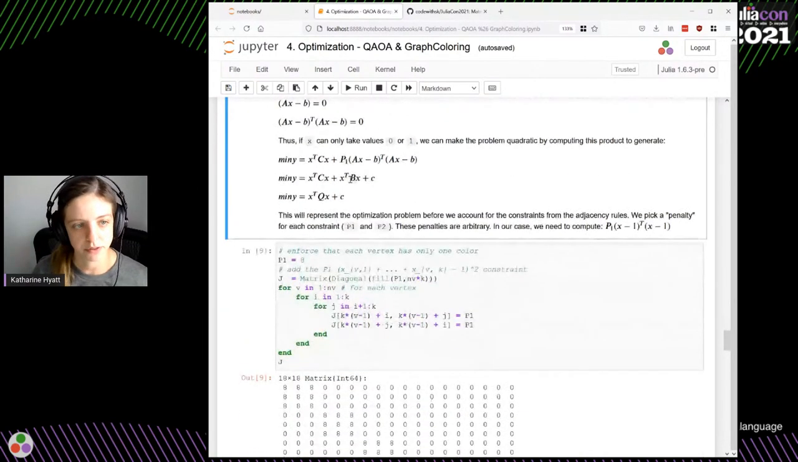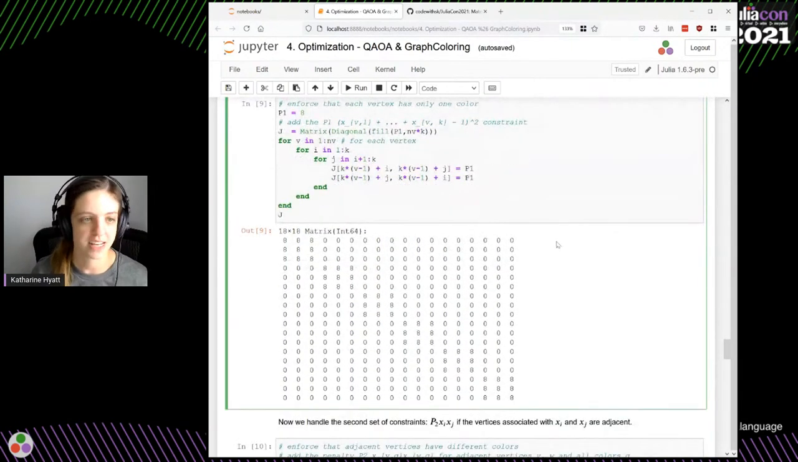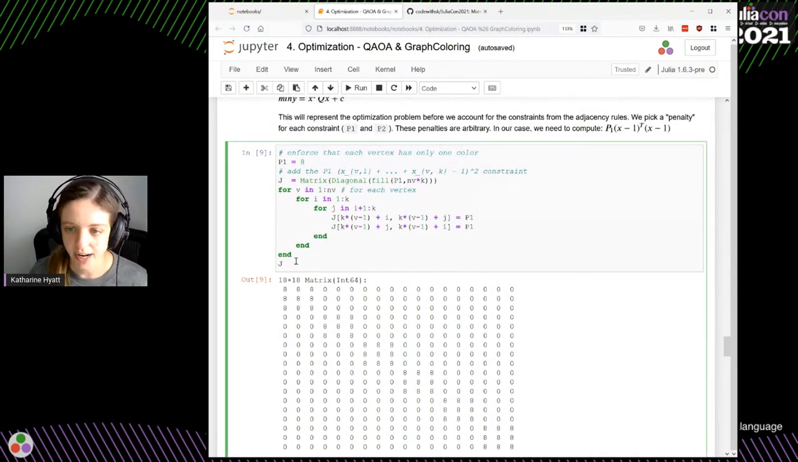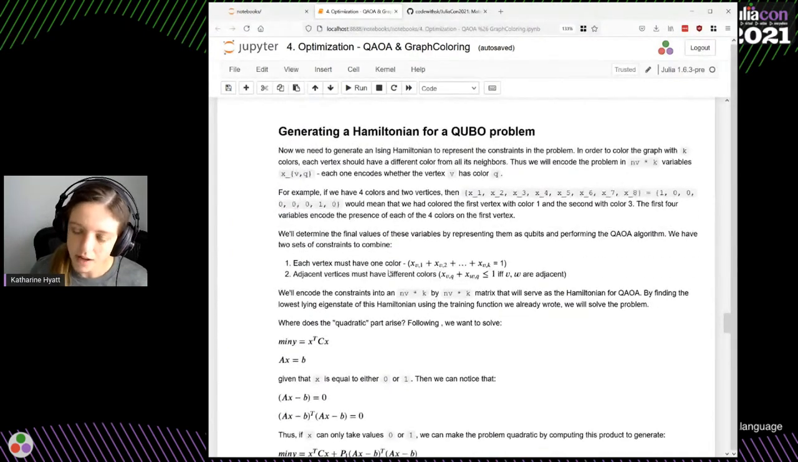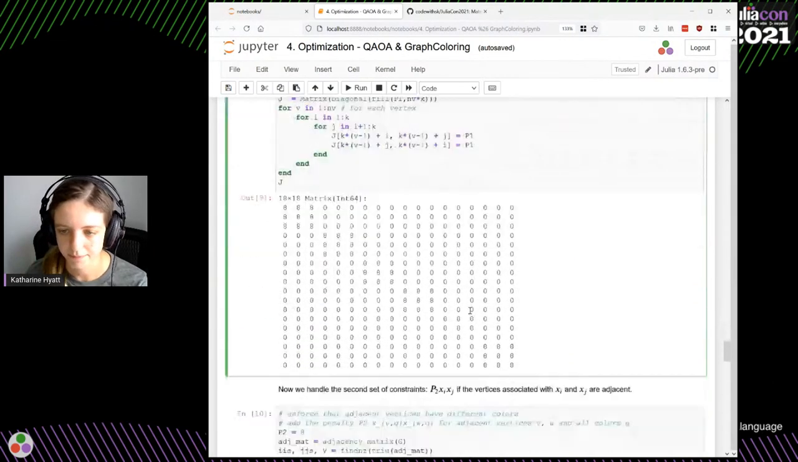And so first, we'll compute the matrix that represents the first penalty, i.e. enforce that each vertex has one color at most. So I just set P1 here as 8 because I like the number 8. And we are going to create a matrix J that represents this constraint. So again, we said that to enforce that each vertex has one color, we have to sum for each single vertex over all colors, and that should be 1.